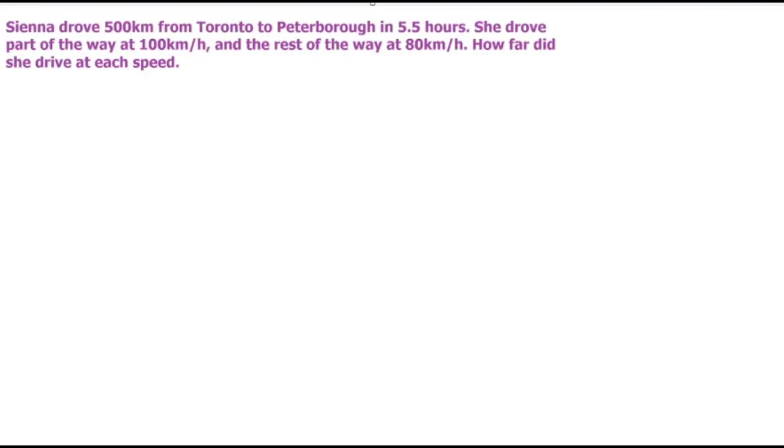In this problem, we're going to solve a system of equations, and this problem involves distance, time, and speed. So if we have a problem like this that says Sienna drove 500 kilometers from Toronto to Peterborough in 5.5 hours. She drove part of the way at 100 kilometers per hour and the rest of the way at 80 kilometers per hour. How far did she drive at each speed?